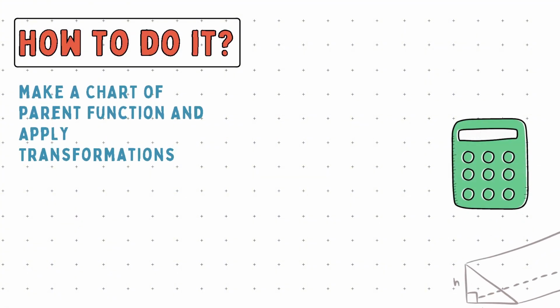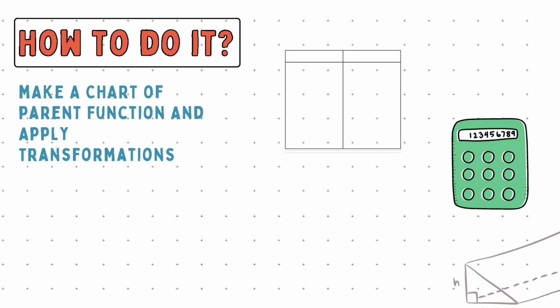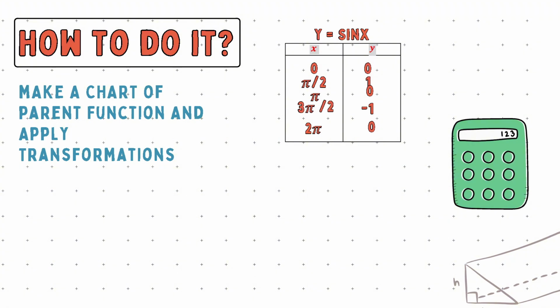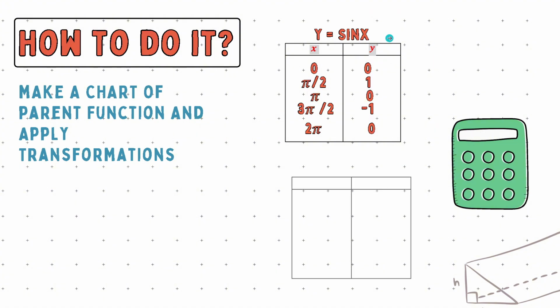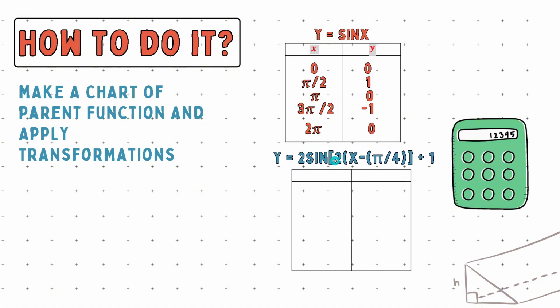So how do we do it? Make a chart of a parent function and apply transformations. So here are the points of our parent function, y equals sine x. I got the points for x and y, and based on our equation, which in this case is going to be 2 sine(2(x minus pi over 4)) plus 1, understanding what our variables are, we are going to apply those transformations onto these coordinates in order to get a sketch of our graph.